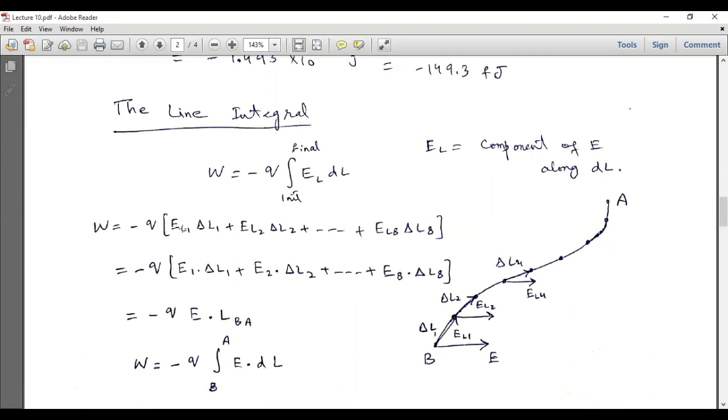Now we have the component of electric field in the direction of displacement or incremental displacement delta L1. So EL1 into delta L1 will be equal to E1 dot delta L1. Similarly, this will be E2 dot delta L2 plus so on plus E8 dot delta L8. If the electric field intensity all along the way is uniform and is equal to E, then we can write minus Q E dot LBA. So E1 will be equal to E2, and all these electric fields will be equal to E, and there will be dot product, and the sum of these incremental displacements delta L1 plus delta L2 will be equal to LBA. So this thing can be written as minus Q integral from B to A E dot dl.